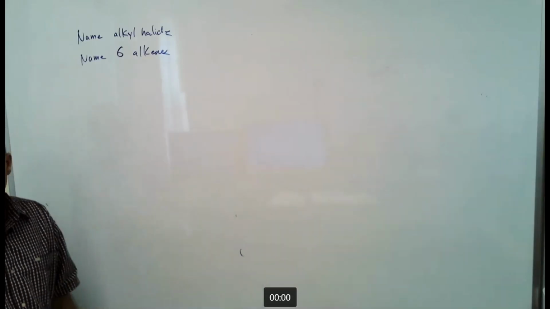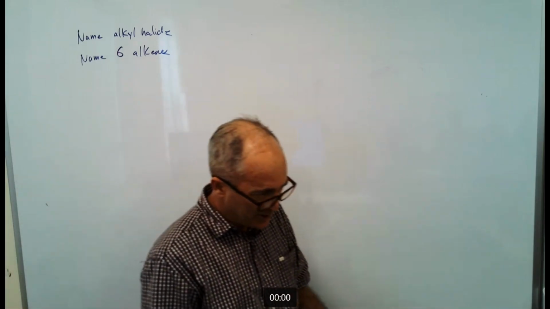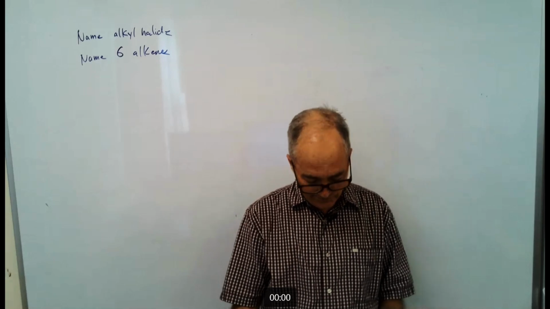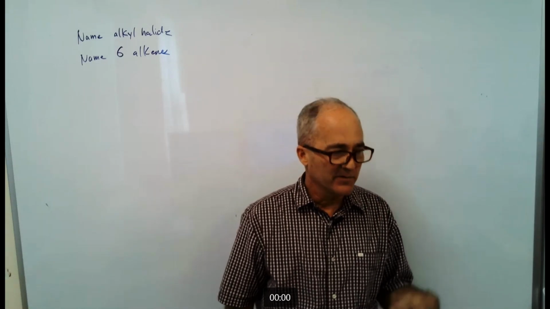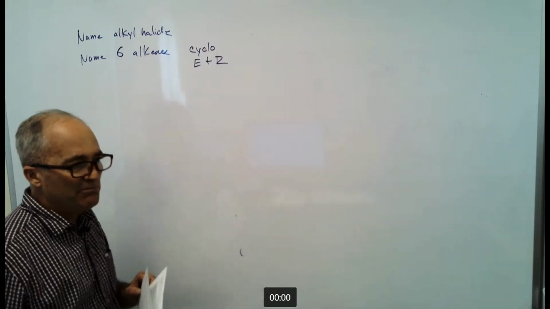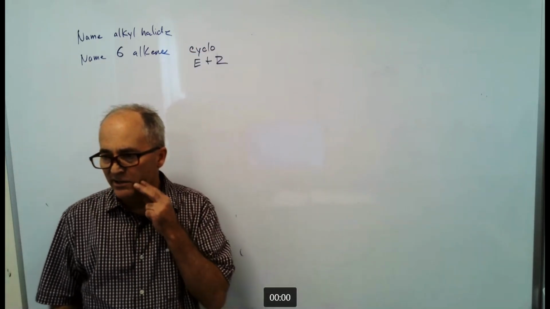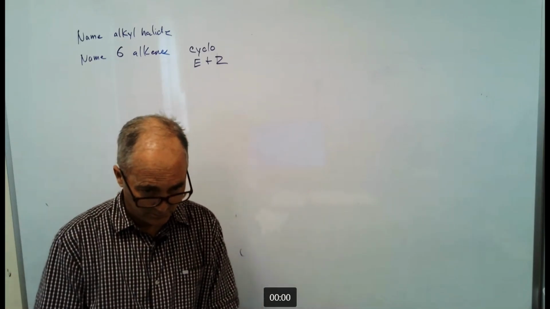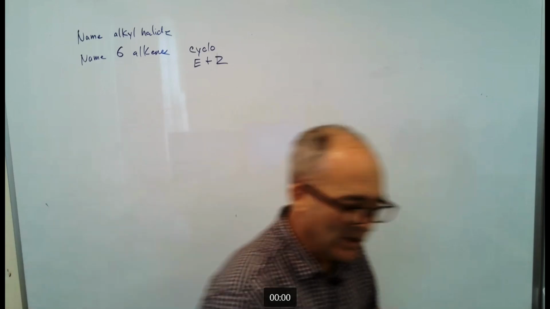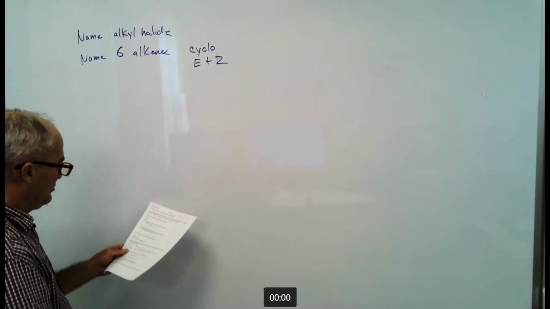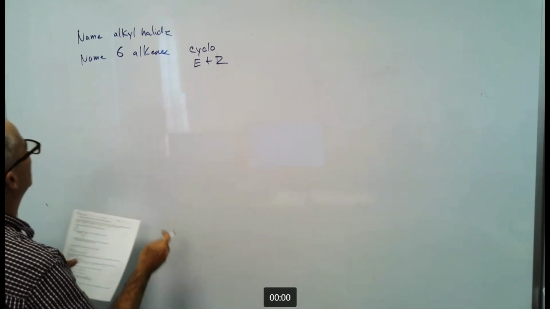So it looks like there's about 7 nomenclature questions. 1 alkyl halide and about 6 different alkenes. You'll have some cycloalkenes. E and Z, where you might be required to draw the structure or given the structure. Are there any alkynes? No alkynes. So what we did first of this week, all right, moving right along.